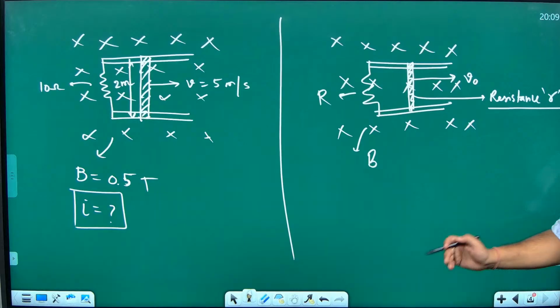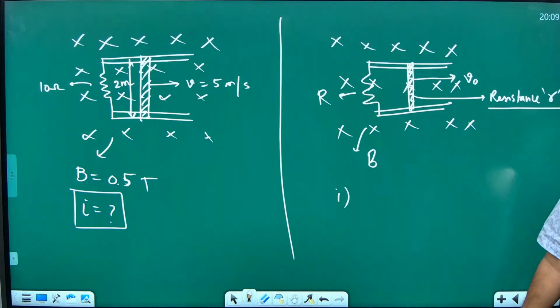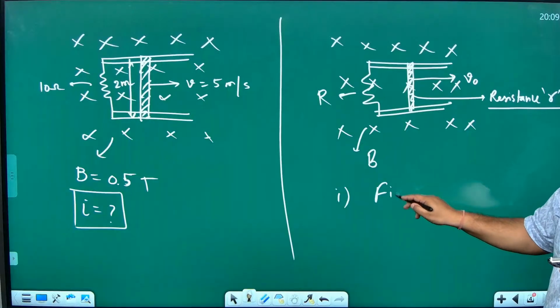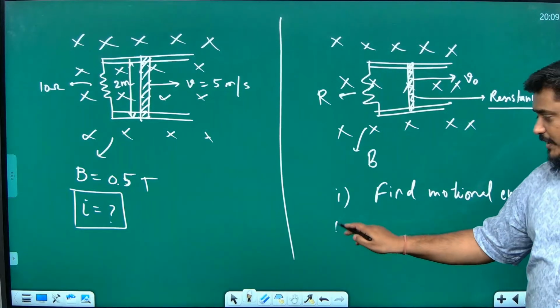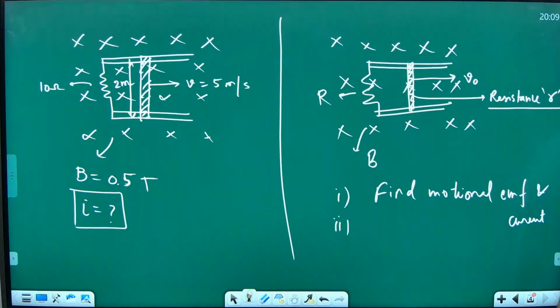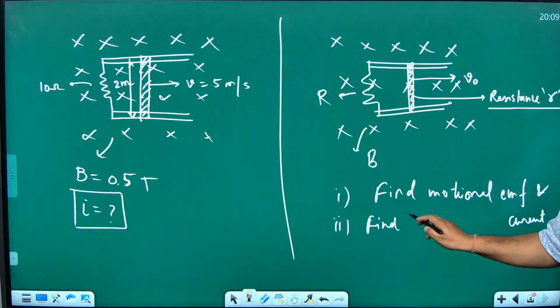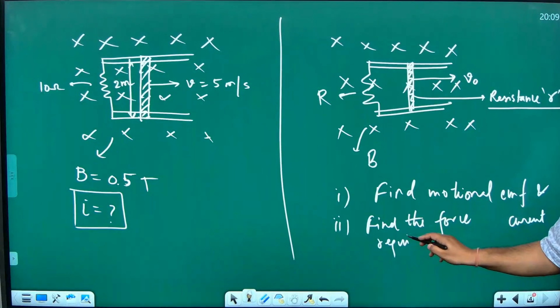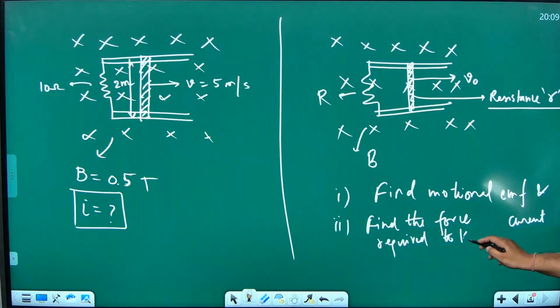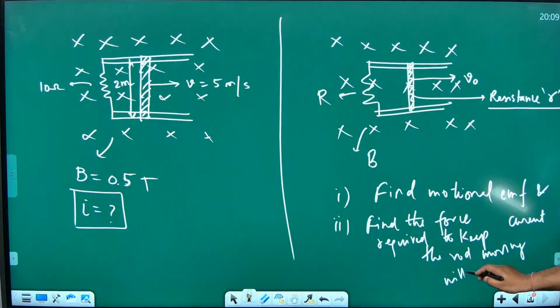Question is, there are three parts. The first part of the question is, find motional EMF and current. Simple question. 1 mark. Second part I mean, 2 mark question. Find the force required to keep the rod moving with constant velocity.